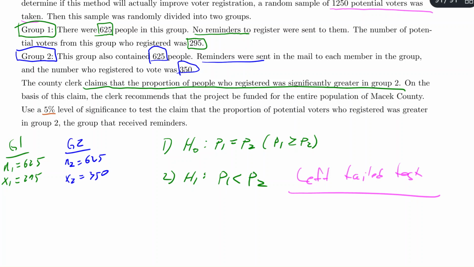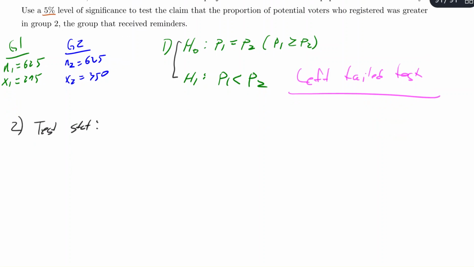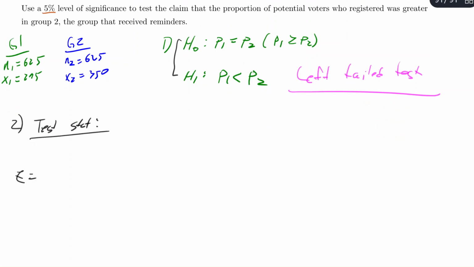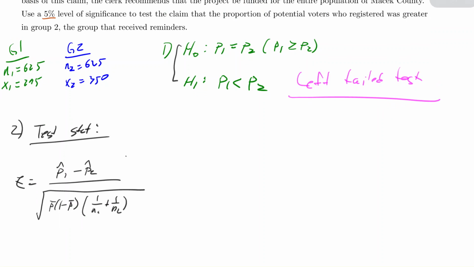So let's find the test statistic. Oops, sorry, I should just write one here. First step. Second step, find the test stat. Well, for the test stat, we use Z for proportion. And let me copy down the formula: the difference in sample proportions, divided by the square root of p bar times 1 minus p bar, times 1 over n1 plus 1 over n2.